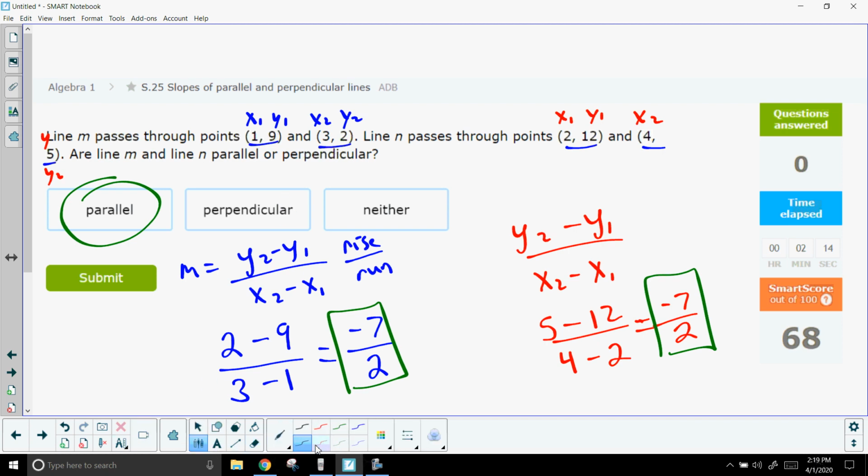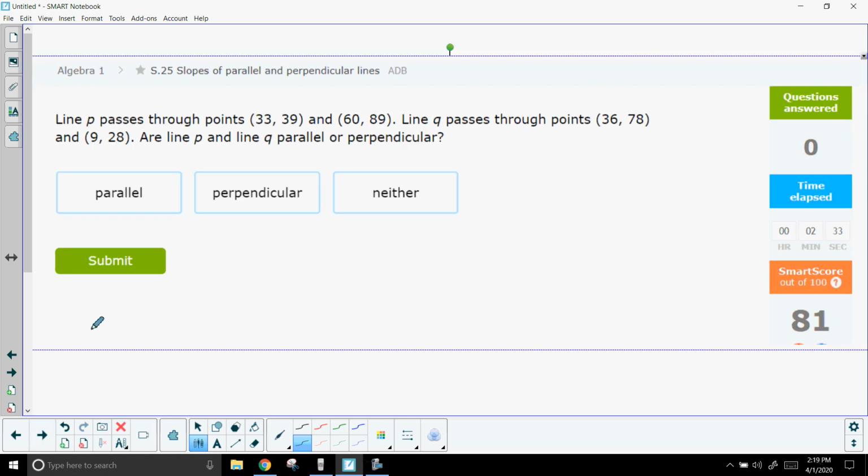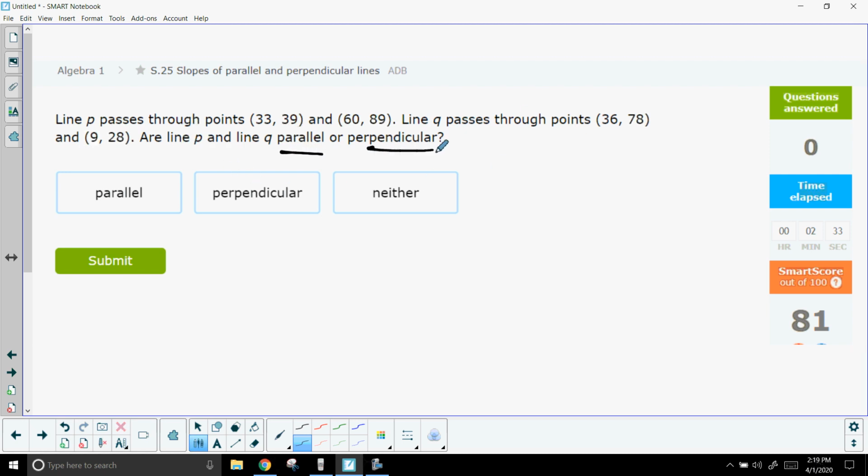Okay. I think these are all the examples. Oh, nope, here's another one. Same question, it looks like. Line P passes through points, line Q passes through points, are line P and Q parallel or perpendicular? Same game.